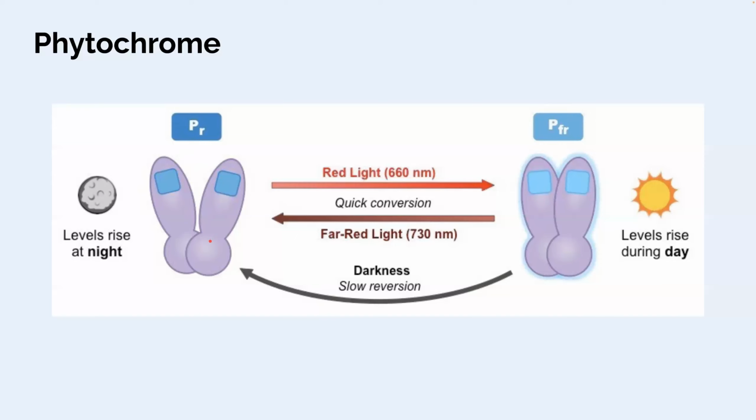And that slow change in darkness is kind of like a little egg timer for how long the darkness is. If you've got a long darkness, then you're going to convert a lot of these PFR back to PR during the night. If you have short darkness, say in the summer we have shorter nights, then you might not convert as many PFR back to PR. So it's a little bit of a timer for day length, daylight abundance, and also color.